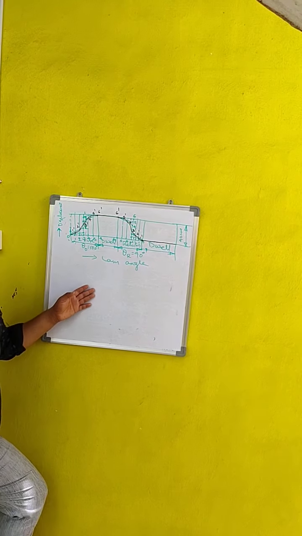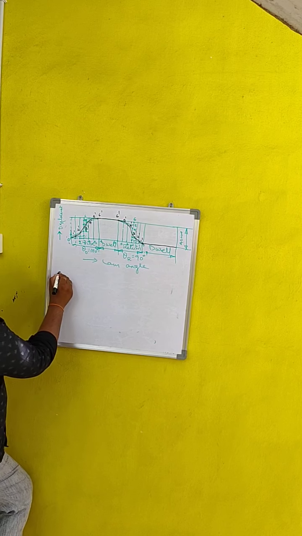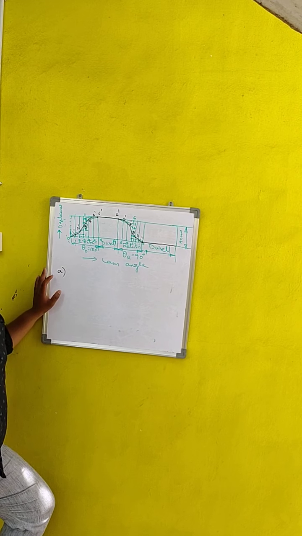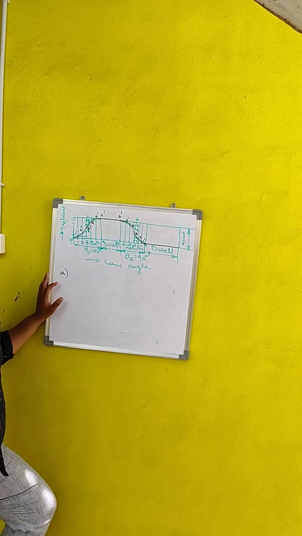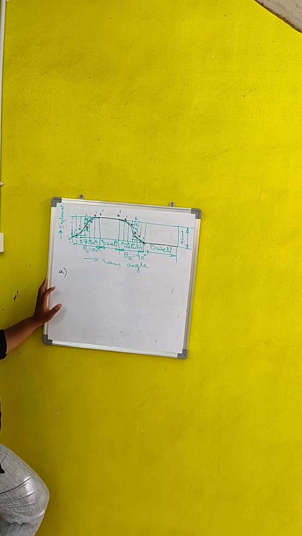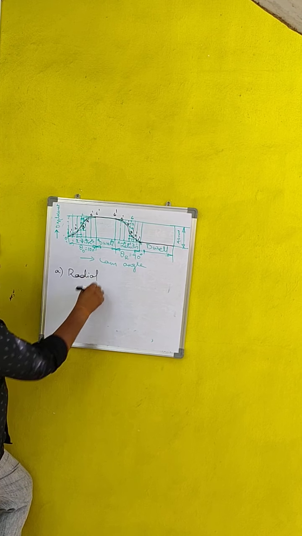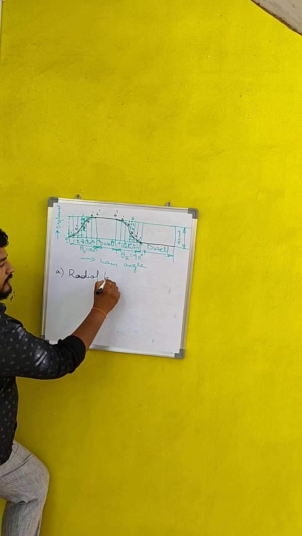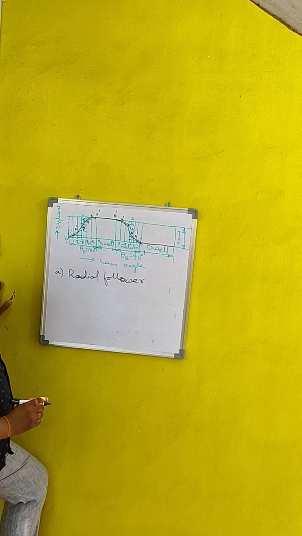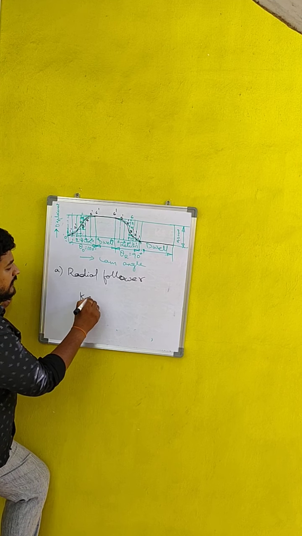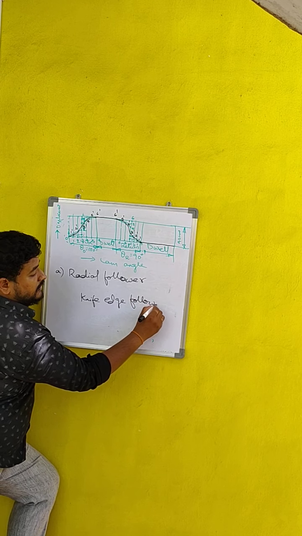Now remaining procedure, మన ఏ follower ఇచ్చాడు మనకు, నైఫ్ ఎడ్జ్ ఫాలోయర్. అందులో ఫస్ట్ క్వశ్చన్ ఏమి ఇచ్చాడు, లైన్ ఆఫ్ స్ట్రోక్ ఆఫ్ ది ఫాలోయర్ passes through the axis of the cam. If line of the stroke of the follower passes through the axis of cam, such type of follower is called radial follower. Here what type of follower is given, knife edge follower. అంటే మనం ఇక్కడ రేడియల్ ఫాలోయర్ ని దేనికి డ్రా చేయాలి, నైఫ్ ఎడ్జ్ ఫాలోయర్ తీసుకొని డ్రా చేయాలి.